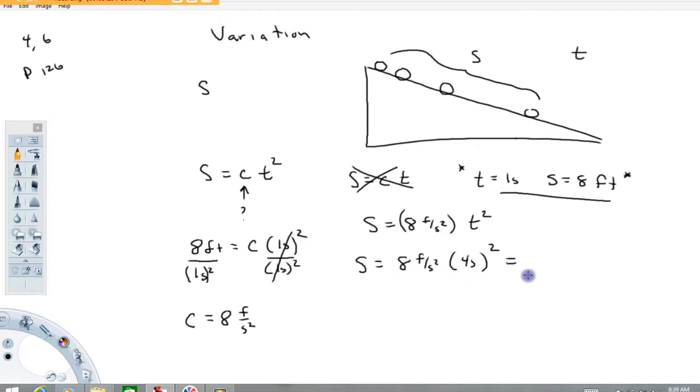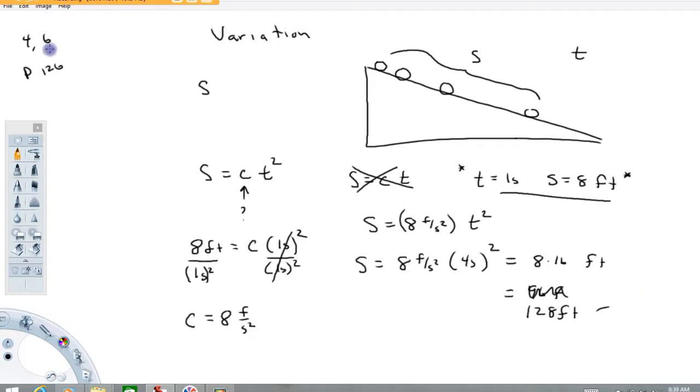And then we just multiply this out. So we're going to have 8 times 4 squared. That's going to be what? 8 times 16. And unit-wise, feet over second squared times second squared gives us just feet. Let's see if we do this product. I believe that's 96 feet. Whoops, let's do the math on that again. 16 times 8 is 128 feet. Double check, make sure that's right. Yeah, I think that's good. So this ball should roll 128 feet in 4 seconds.